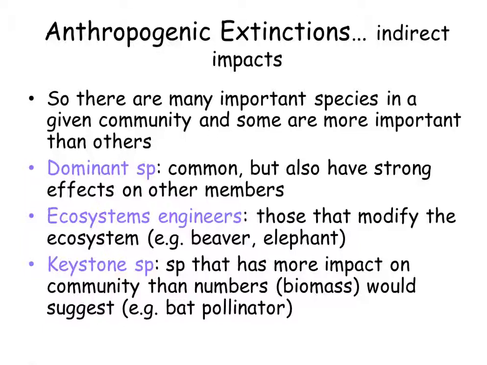So there are many important species in a given community, and some are more important than others. A dominant species is common, but also may have strong effects on other members. Ecosystem engineers are those that modify the ecosystem, such as a beaver or an elephant. And a keystone species is a species that has more impact on the community than numbers or biomass would suggest. In other words, a bat pollinator may provide very high services, even though you would not necessarily expect it by biomass.